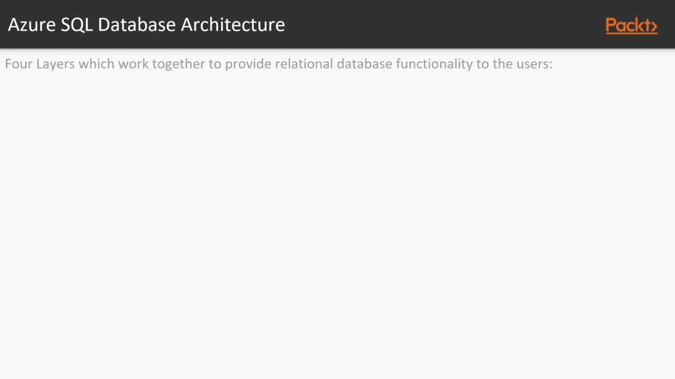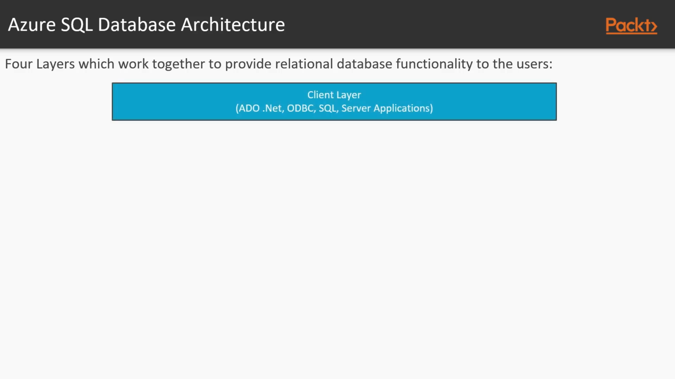An Azure SQL Database allows users to focus solely on managing their data. An Azure SQL Database is divided into 4 layers that work together to provide the relational database functionality to the end users, and this is shown in the following diagram. We have a client layer where our client connections come from. We've got things like ADO.NET, ODBC, SQL Server applications and the like.